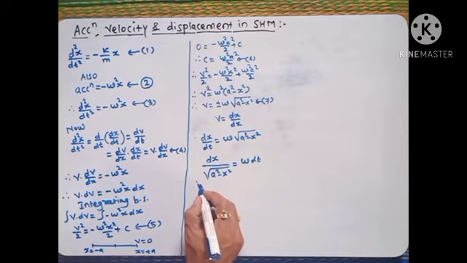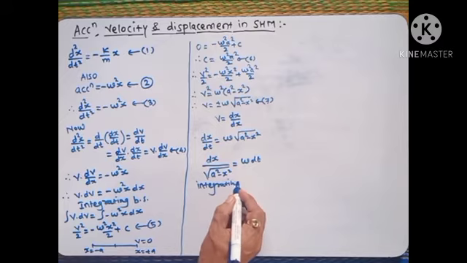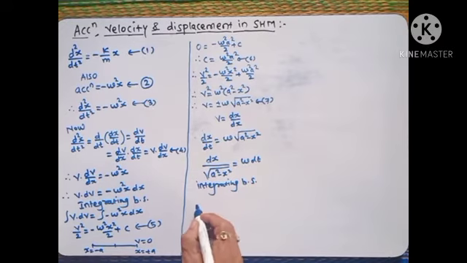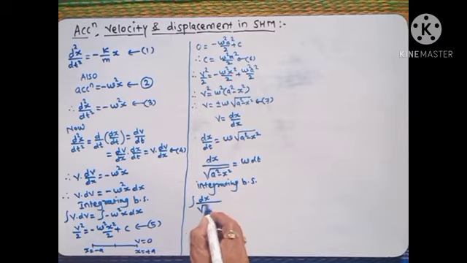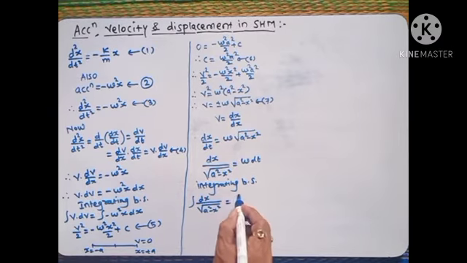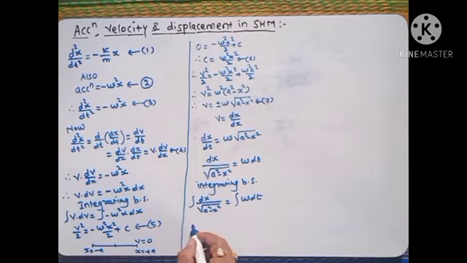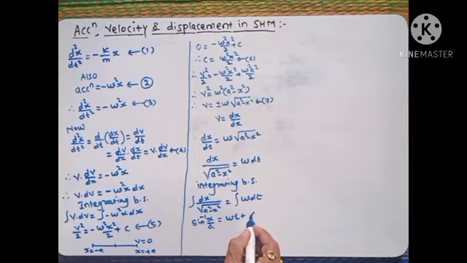And now again we integrate both sides. Integrating both sides, we get integration dx upon square root a square minus x square is equal to integration omega dt, and this is the direct formula. We write the value of this, that is sine inverse x upon a is equal to omega t plus alpha, where alpha is the constant of integration. Therefore x upon a is equal to sine omega t plus alpha, and therefore x equals a sine omega t plus alpha.